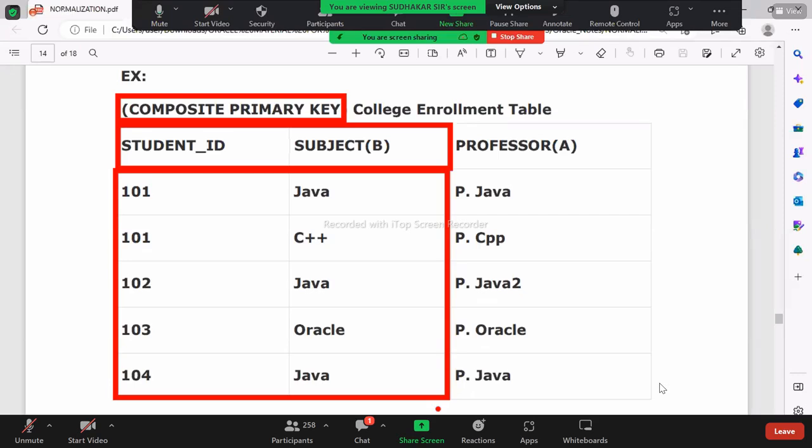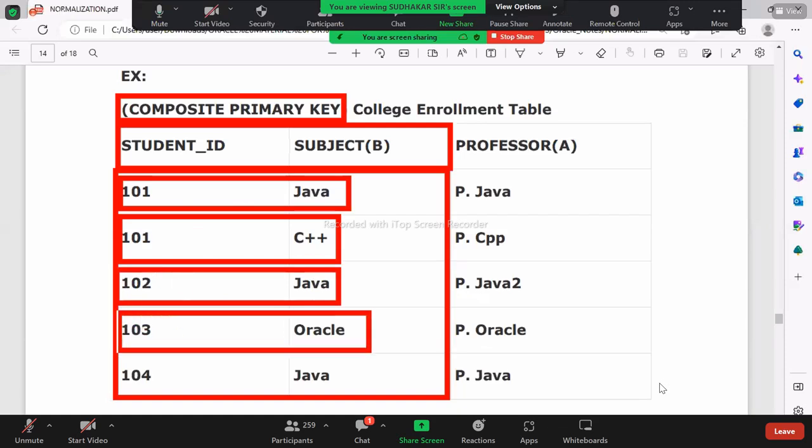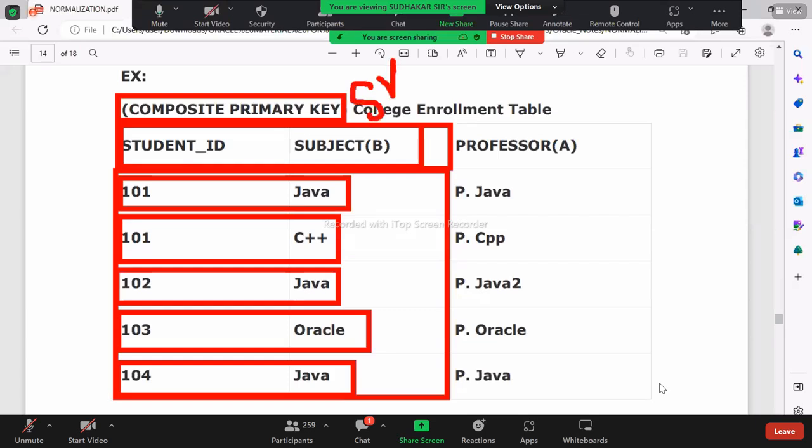Now tell me, here do you have any duplicates? No duplicates here, because 101 Java is one combination, and 101 C++ is different. 102 Java, 103 Oracle, 104 Java: there are no duplicates in these two columns. That means these two columns in combination, can I say it is a super key? Yes, definitely. These are super key columns.